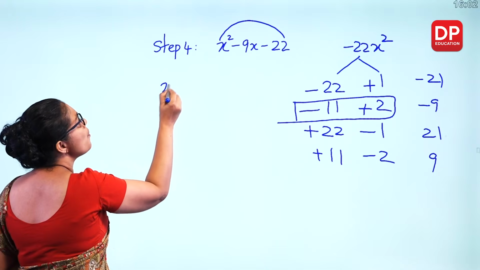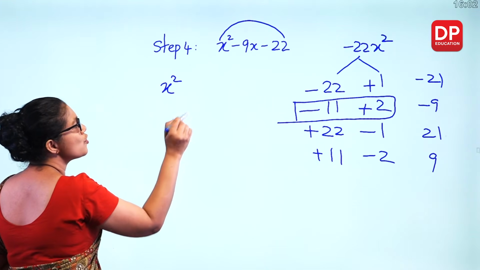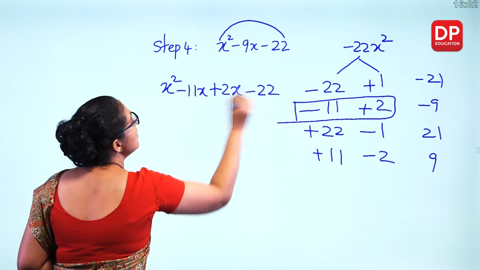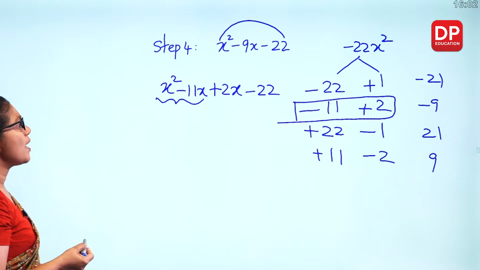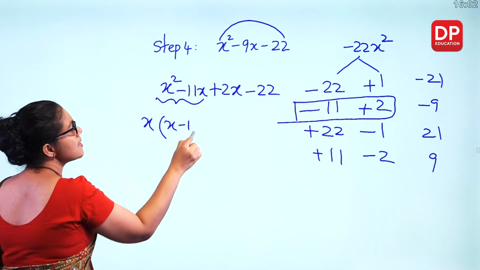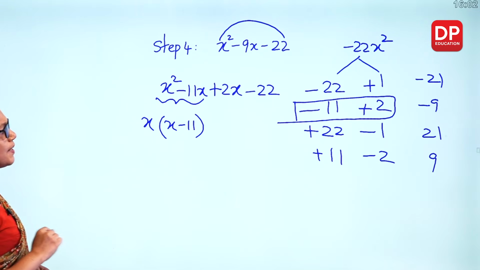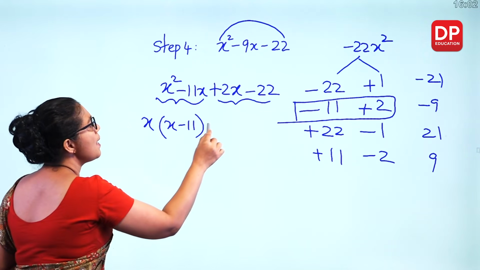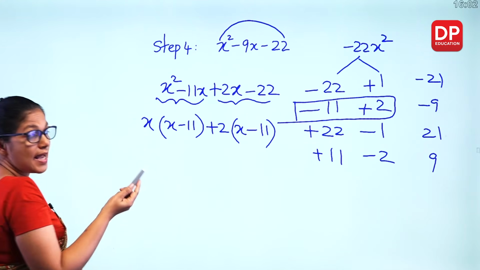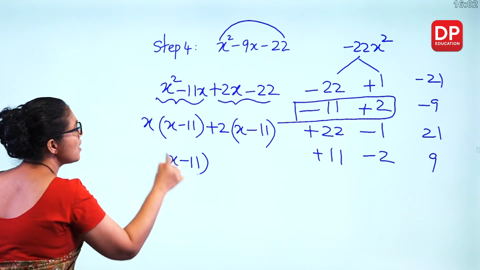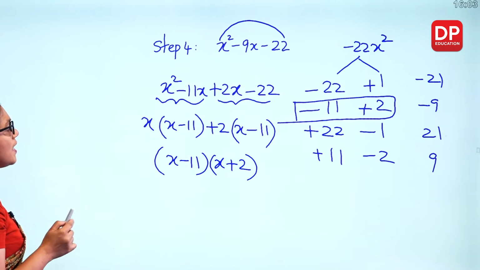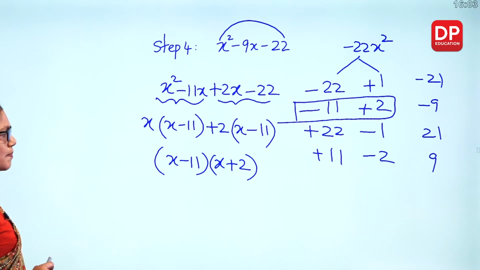So what we do is take the middle term and split it into minus 11x and plus 2x. And then what do you do? Take two at a time. In this one, x is common. Take it out. The remaining part is x minus 11. Take these two separately. Plus 2 is common. Take it out, x minus 11. Now we can see x minus 11 is common. Take it out and write down x plus 2. So in this case, we get x minus 11 and x plus 2.